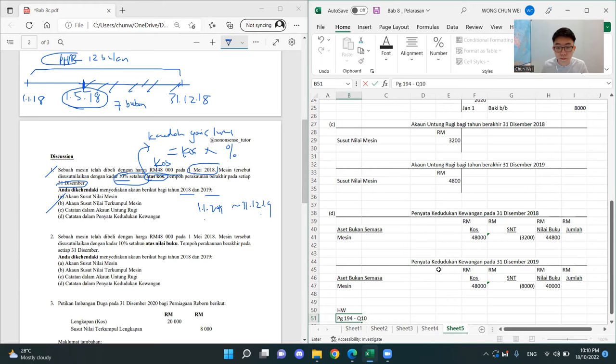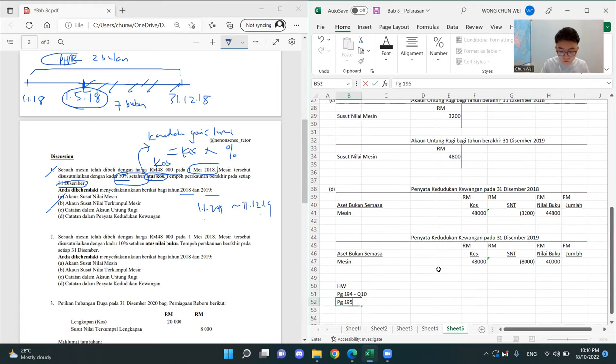Those prabayar, belum bayar, and so on. Okay, then you go to page 195 and do question 13. All right, question 13, 14, and 15. 13, 14, and 15. This is what we learned just now also. All those Hutang Lapuk, Hutang Lapuk Terpulih, and PHR. And then lastly, the last question, page 198, do question 20. Oh, sorry, 197, do question 19. Question 19. That's it. So this 197 question 19 is the susut nilai lah.